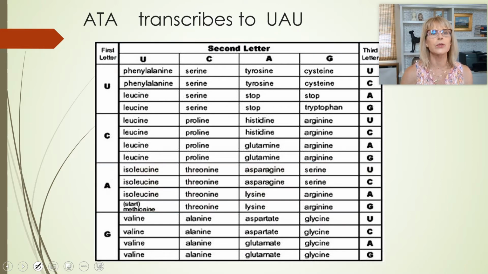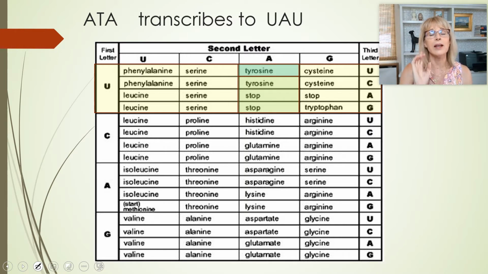Now, okay, let's do this one. So ATA transcribes to UAU, terrific. So if I gave you the DNA ATA, you would transcribe it to UAU, right? So take a moment, see if you can figure this out. UAU, do you have it? All right. So U is the first one, A is the second one, and U is the third one. Great. UAU, the answer would be tyrosine.